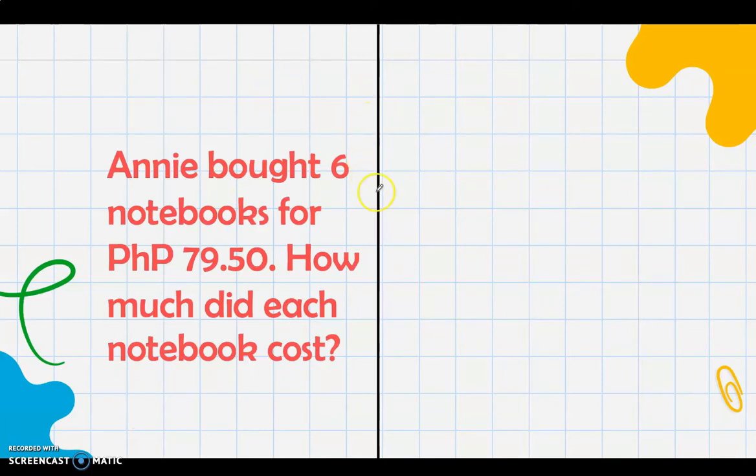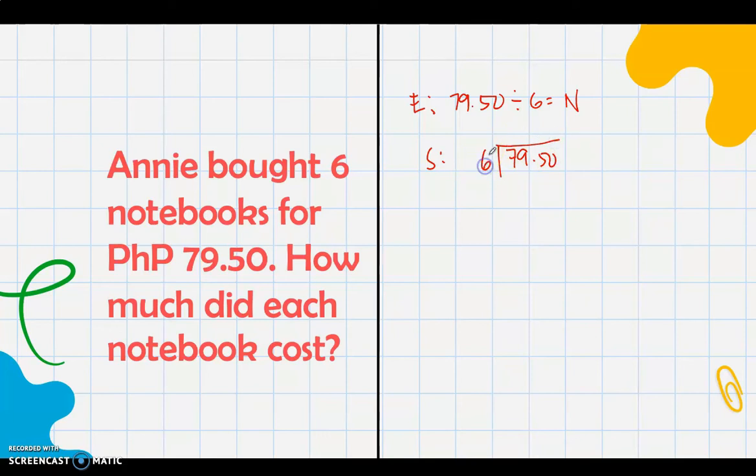If Annie bought 6 notebooks for 79.50 pesos, how much did each notebook cost? So we are going to divide. Our equation would be 79.50 divided by 6 is equal to n. Now let's solve. So we have 79.50 divided by 6.